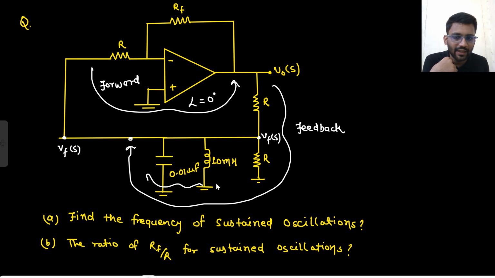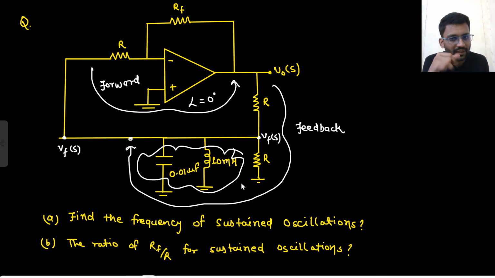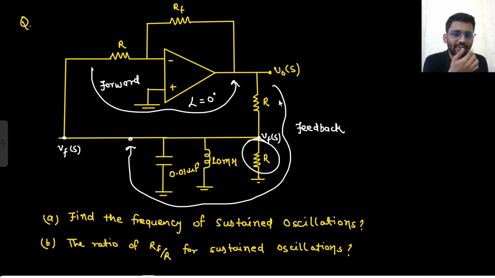If the impedance provided by these two is infinity, the parallel combination of these two is infinity, then what will happen? This will become purely resistive. VFS by V naught S will simply be 1 by 2. If that is 1 by 2, then what is the phase shift? Phase shift is 0 degree.